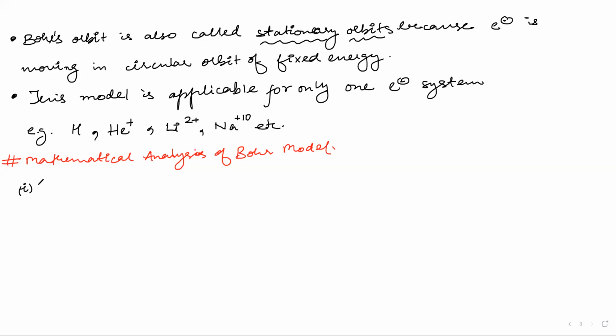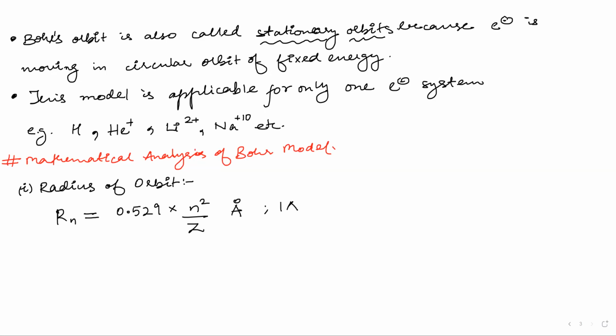Right, radius of orbit. The mathematical derivation is out of the syllabus. We cannot derive how he came out with this. The radius of any orbit of n, where n is the shell number, is equal to 0.529 into n square divided by Z, and whatever answer you get will be in angstrom. Write also 1 angstrom is equal to 10 to the power minus 10 meters.